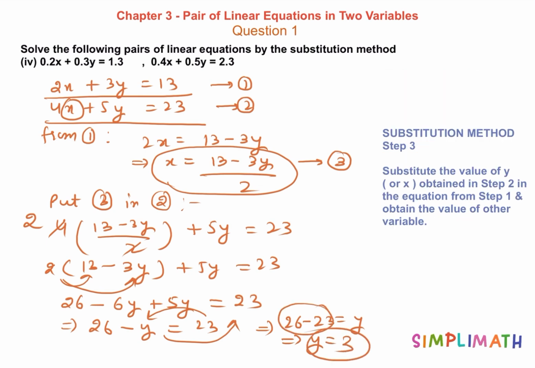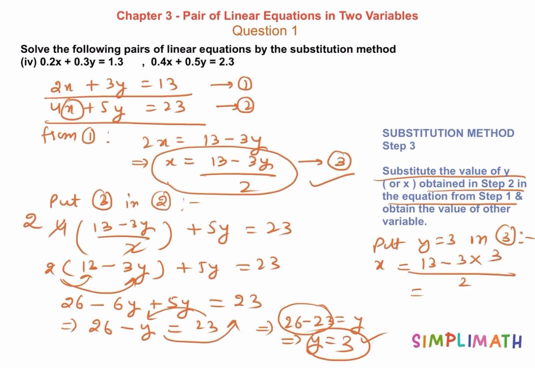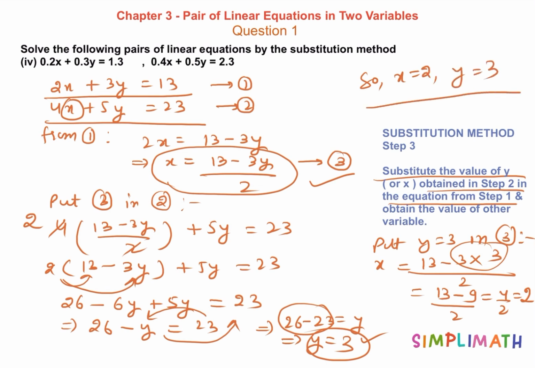Now step 3 of the substitution method is to substitute the value of y obtained in step 2 in the equation from step 1. So put y equals 3 in equation 3. So we have x equals (13 minus 3y) by 2. So 3 into what is the value of y? It is 3. So 13 minus 9 becomes 4 by 2, which equals 2. So x equals 2 and y equals 3 is the solution of the given pair of linear equations.